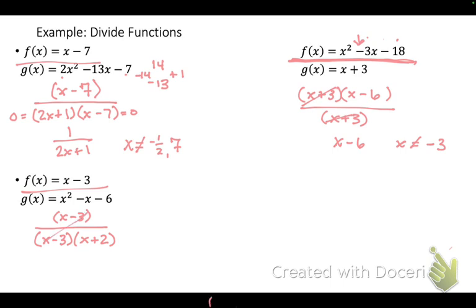Okay, so I get 1 over x plus 2. And x cannot equal what? Negative 2 and 3, because we have to go back to this right here, correct?